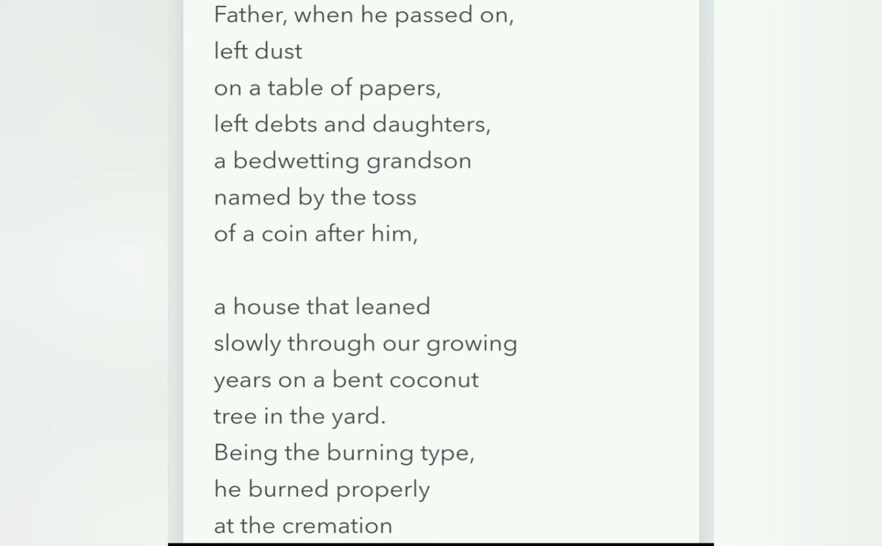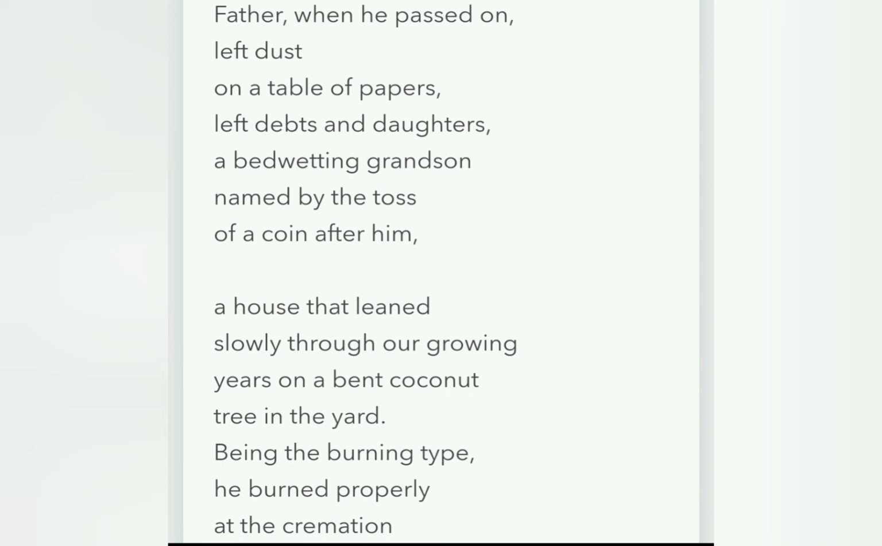Next, we have to take note of the word burning. It alludes to many things. First of all, it alludes to the practices associated with farming. Next, it tells about the father's anger, his bad temper. And next, that the father was burned, or cremated properly.